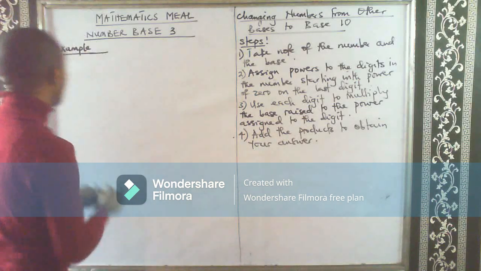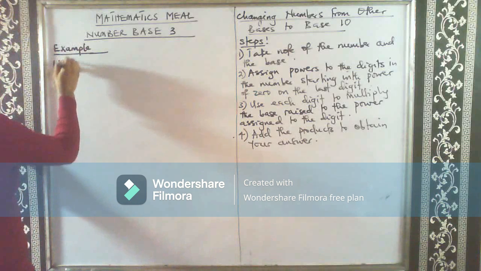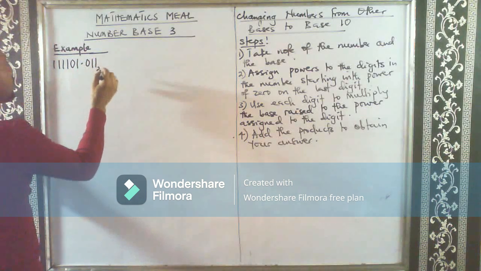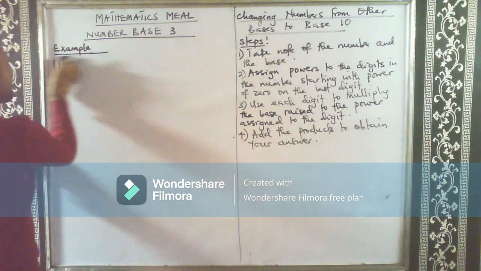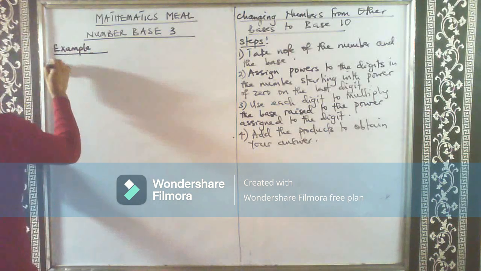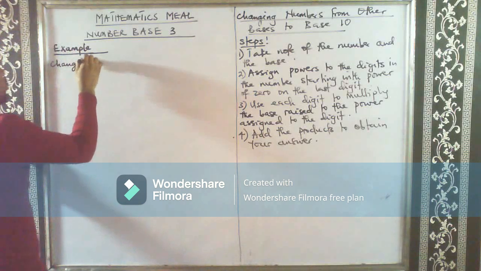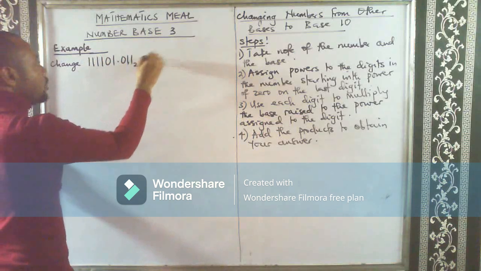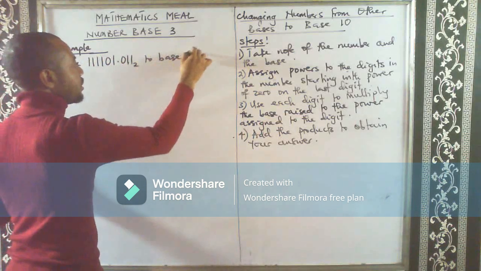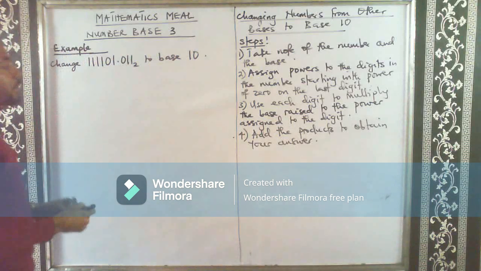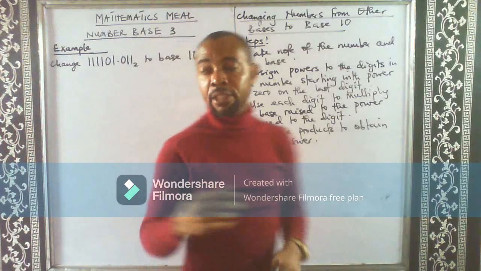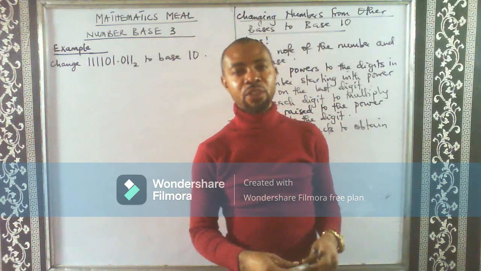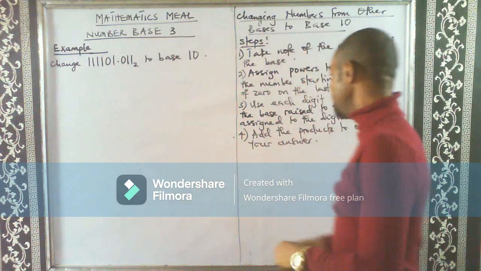Example 5. Change 1 1 1 1 0 1 0 1 1 in base 2 to base 10. I know that the moment some of us see this decimal point here, we say, how are we going to do this?